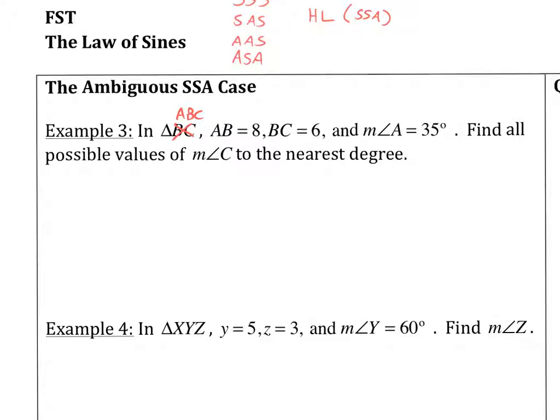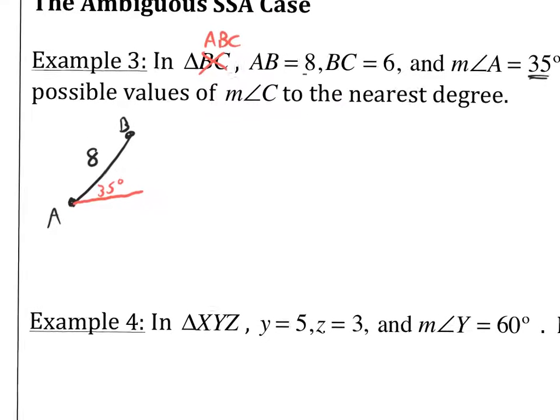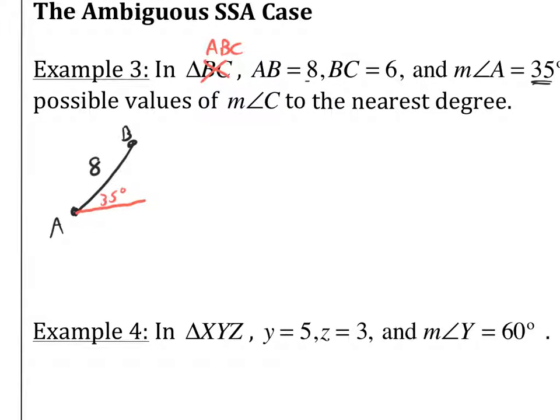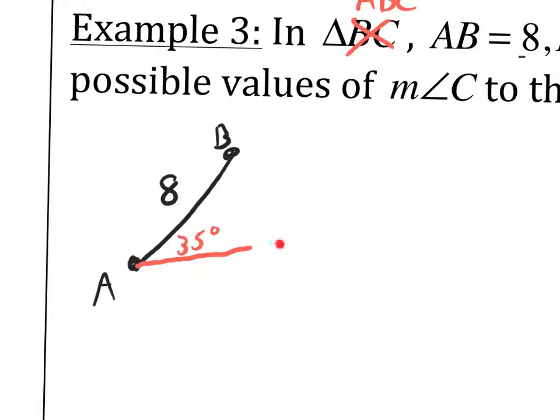So let's attempt to draw this to the best of our ability. AB is 8, like so. I also know that angle A is 35 degrees, which is kind of small, so I'll go like this, and that's 35 degrees there. And lastly, BC is 6. So here's the situation. C is down here somewhere, okay?